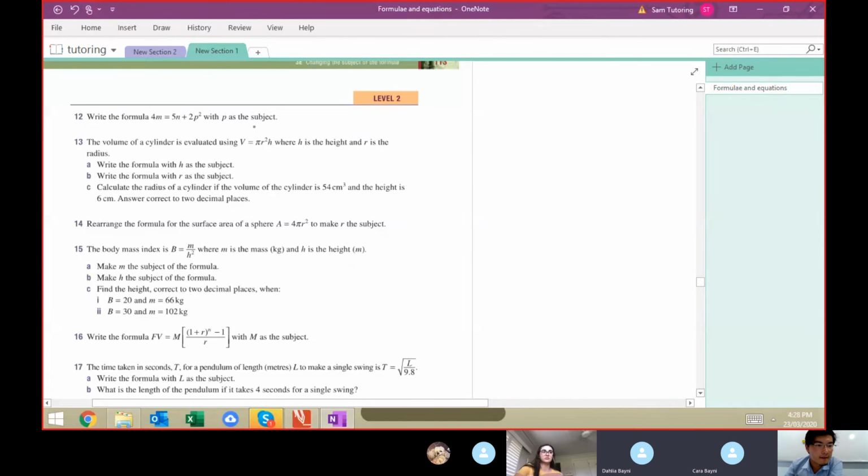Okay. This is just like substitution, but you have to make the letters the subject. You've got the equation here: 4m equals 5n plus 2p squared. Make p the subject. What is the first thing that you should do?